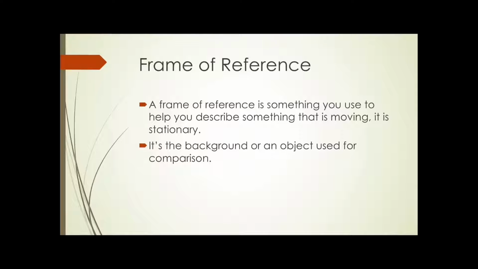So a frame of reference is something that you use to help you describe something that is moving or is stationary. It can be the background behind a moving object or a stationary object, or it can be an object that is just used in comparison. Many of you got this right. You did figure out that a frame of reference was something that you used to figure out if you were moving or if you were stationary.